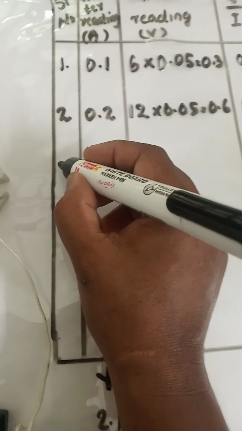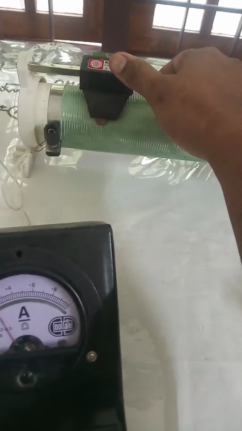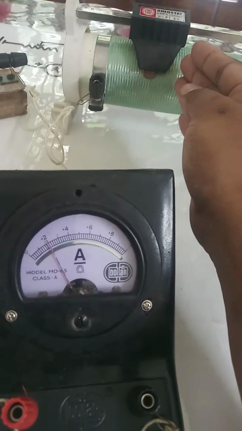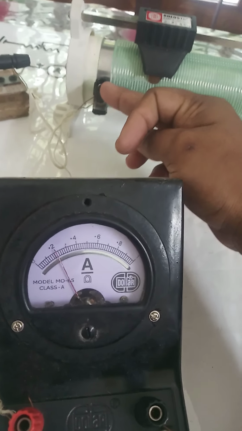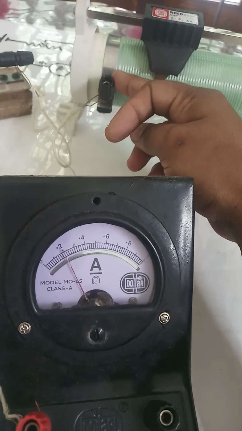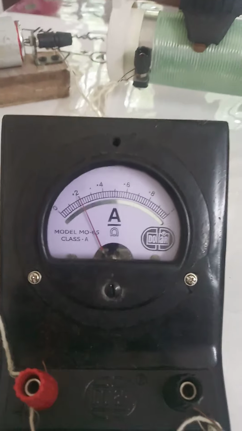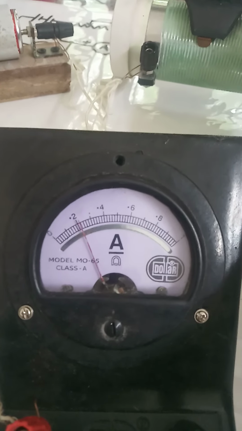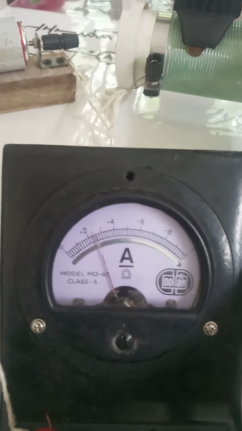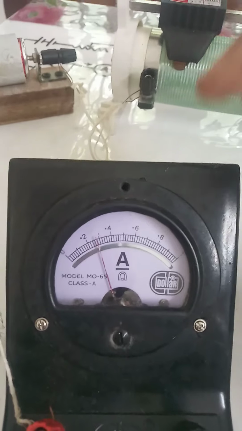Then we can adjust the ammeter reading as 0.3 by adjusting the rheostat. We can adjust the slider. We move the slider towards the first knob so that the number of turns is decreasing. The resistance is decreasing and thus we can increase the current in the circuit. Now the ammeter reading is 0.3.